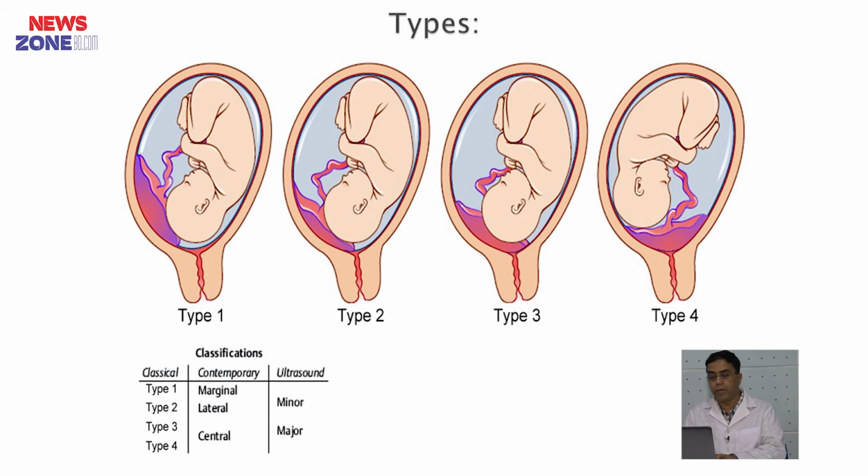Now placenta previa. This is the most clinically important issue about placenta for mother and baby. This is the picture of different types of placenta previa. Placenta previa may be type 1 lateral or first degree, type 2 marginal or second degree, type 3 incomplete central or third degree, type 4 central or fourth degree.